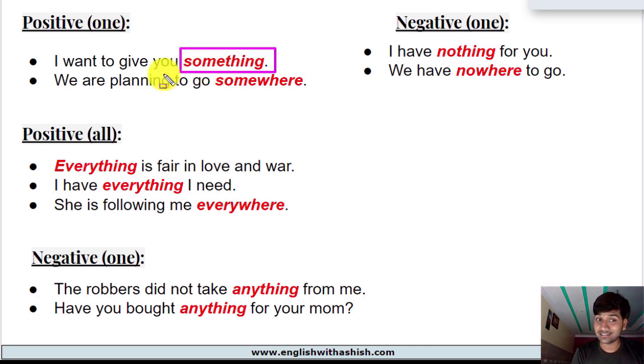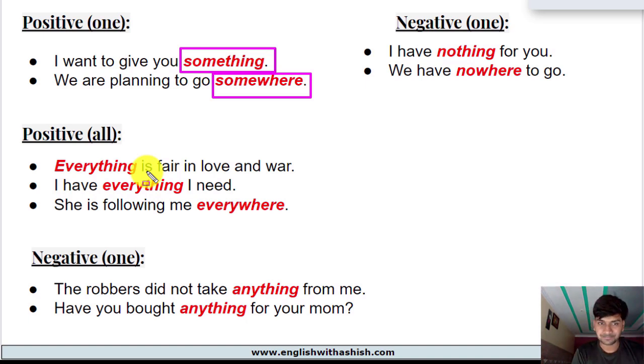Place. We are planning to go somewhere. Referring to a place. I haven't seen somewhere used as a subject of a sentence. Something can be, right? Something is unique about you. I like something about you. But somewhere, I'm not sure whether it can be used as a subject of a sentence, right? Okay.